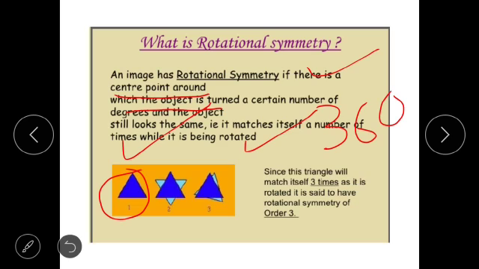You see that this triangle fits onto itself three times when rotated through 360 degrees. Here it fits onto itself, here also, and here it will also fit onto itself when rotated through 360 degrees. During this rotation it fits onto itself three times. That is why it has rotational symmetry of order 3.